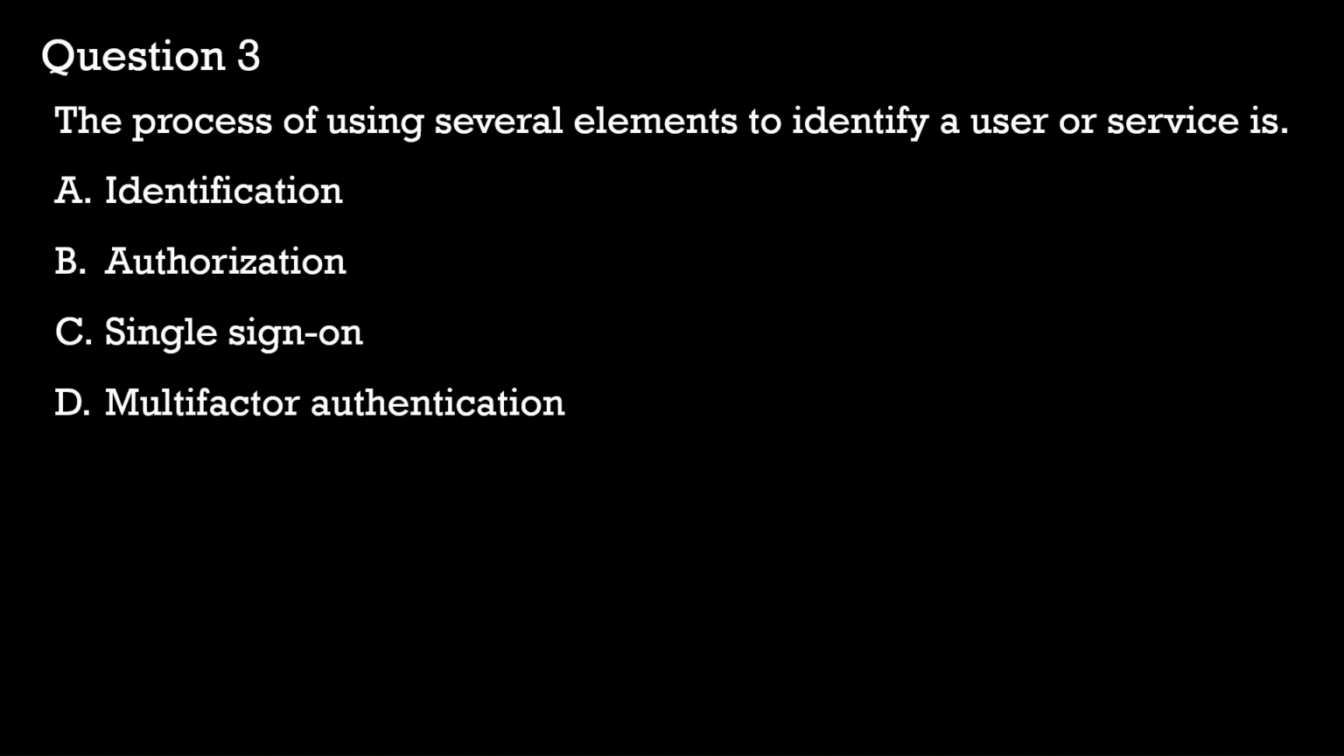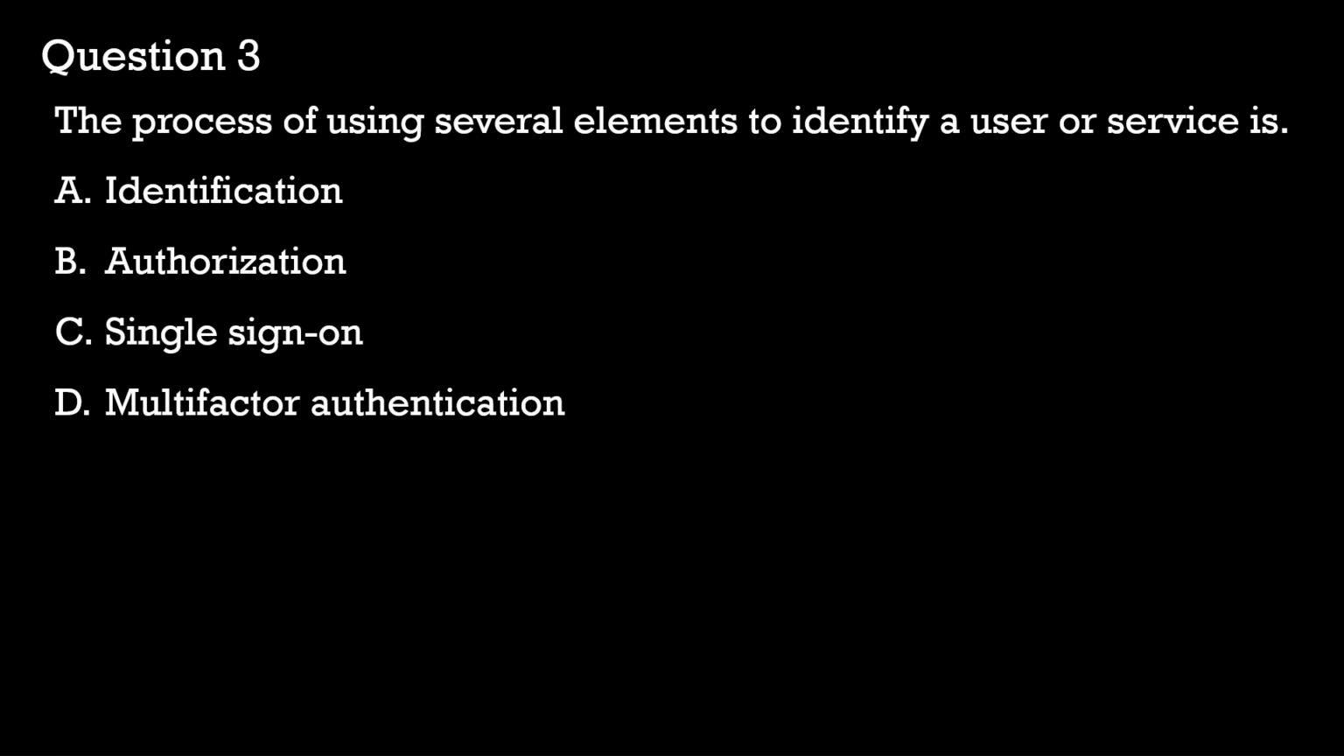Identification is a process of claiming an identity. That is when you're entering, for instance, a username. That is identification. Authorization determines what access or permission a user has after they have been authenticated. Single sign-on allows a user to log in once, and by doing so, they have access to multiple systems without the need for re-authentication. But this doesn't involve multiple identity elements.